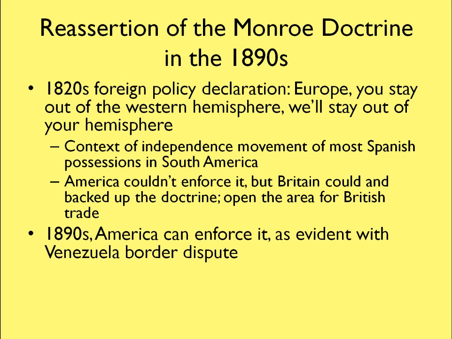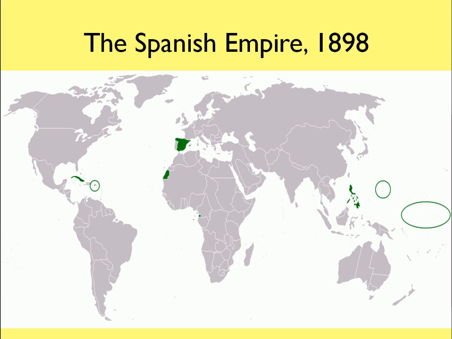Now, in the 1890s, America can enforce it, which was evident with a border dispute between Venezuela and British Guyana. We don't need to go into the details of this. And now they're looking on at Spain and the last of its empire in Latin America, principally Cuba and Puerto Rico. Now, this is what's left of Spain's empire at this time: Philippines, over here, some islands in the Pacific, Puerto Rico, that's circled there, and Cuba.